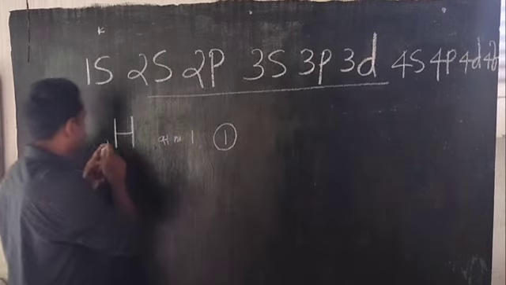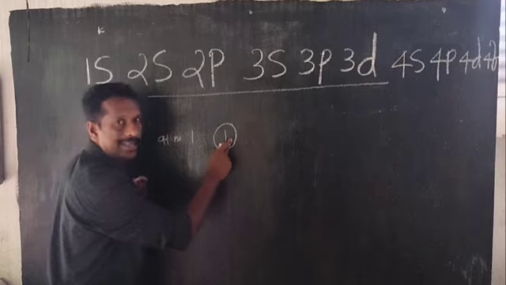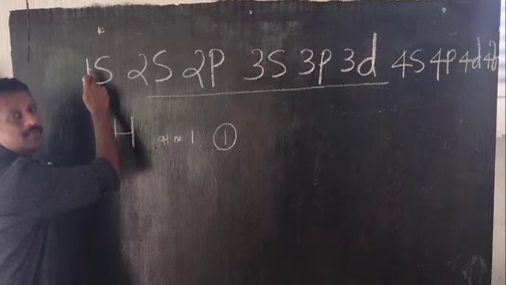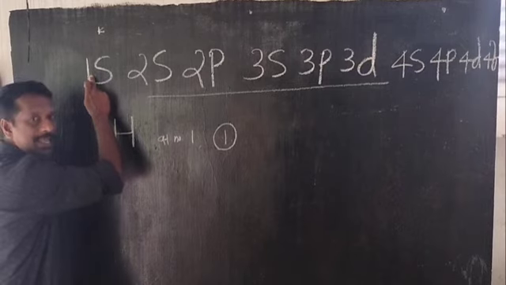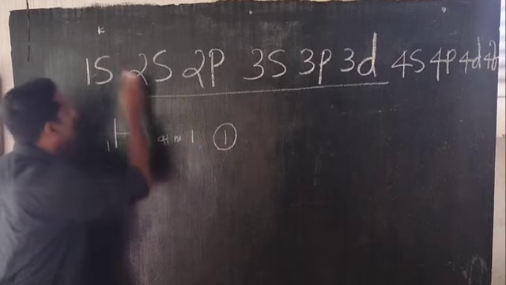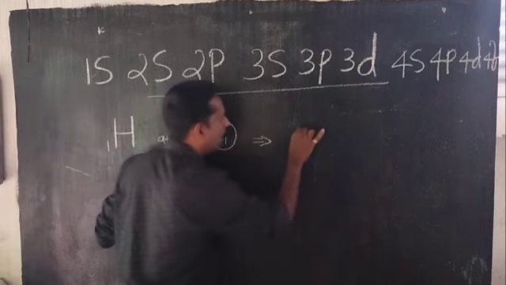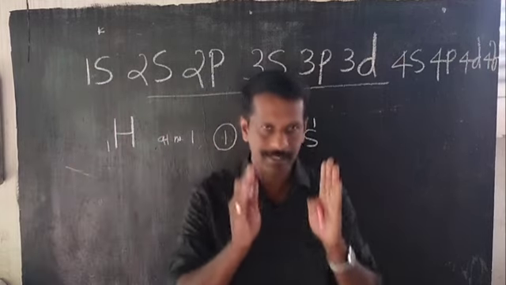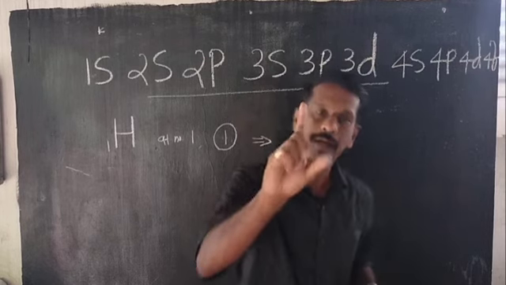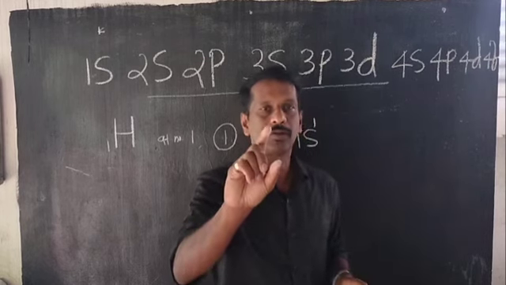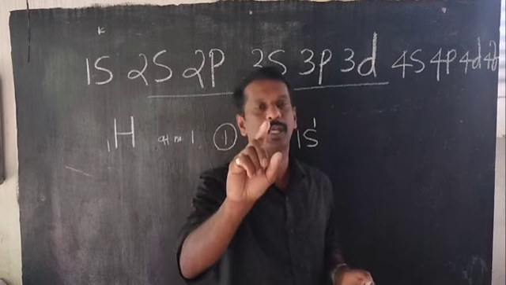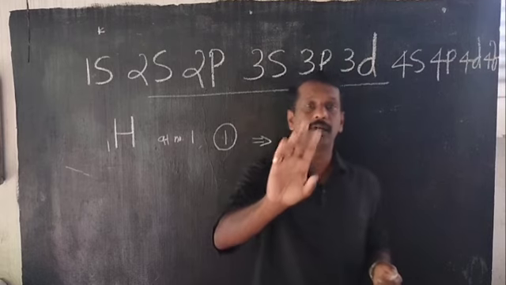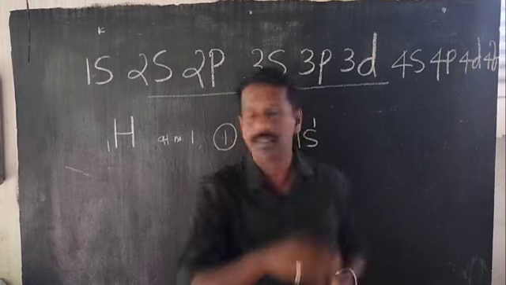So in hydrogen, since atomic number is 1, it has only 1 electron, and this 1 electron will enter the first shell or the first subshell, that means 1s. And since it has only 1 electron, what will be the electronic configuration of hydrogen? 1s, and it has only 1 electron, 1s1. Is it clear to you? Hydrogen has only 1 electron, and that electron will go to the first subshell. The first subshell of an atom or element is 1s, and the maximum number of electrons in s orbital is 2. That you are remembering.